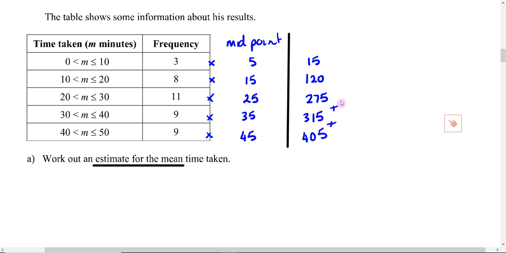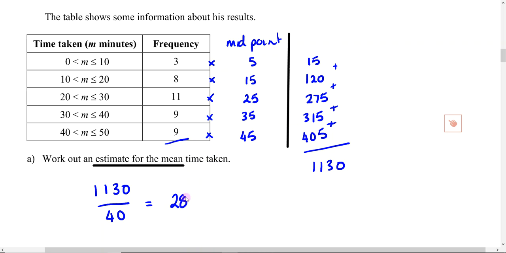We've then got to add all those together. And we get 1,130. And we do 1,130 divided by, well, what's our total frequency then? 40. And we get 28.25.